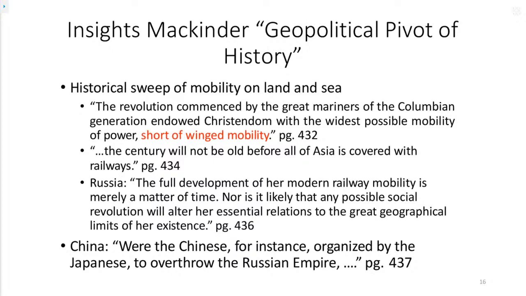But his focus was on technology that related to the railways, and his expectation, again back to 1904 when he started writing about this, was that all of Asia would be covered by railways before long, and Russia would be the center of that in terms of modern railway mobility. He did not anticipate the political changes that would take place in Russia, nor did he anticipate the role of China that we see today, except for a throwaway line that if the Chinese were organized by the Japanese to overthrow the Russian Empire, then they might play that role of being the major power in the world landmass there.